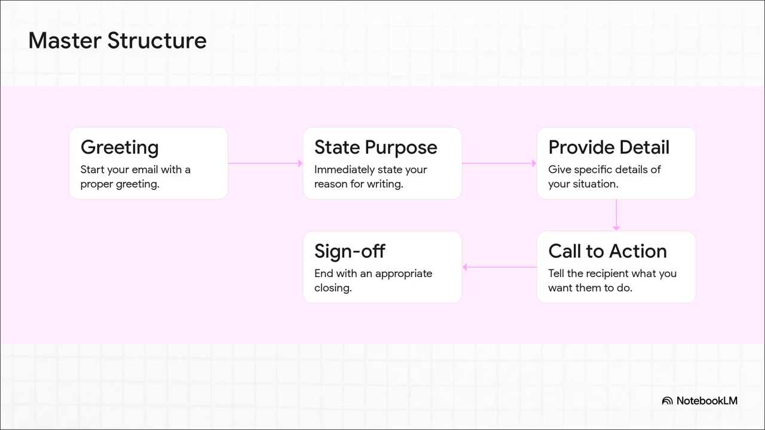Step 1 is your greeting, 问候. Step 2, you immediately state your purpose, 表明目的. No beating around the bush here. Step 3 is where you provide the specific details of your situation, 提供细节. Step 4 is the call to action, 明确诉求, telling the recipient exactly what you want them to do. And finally, step 5 is your sign-off, 结尾致辞. Honestly, mastering this exact sequence is your first major leap toward a CLB 9 or 10.